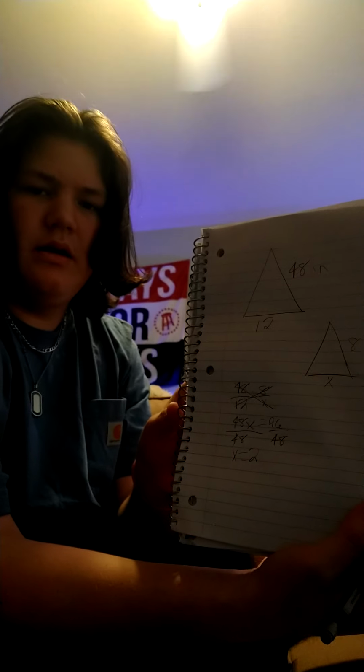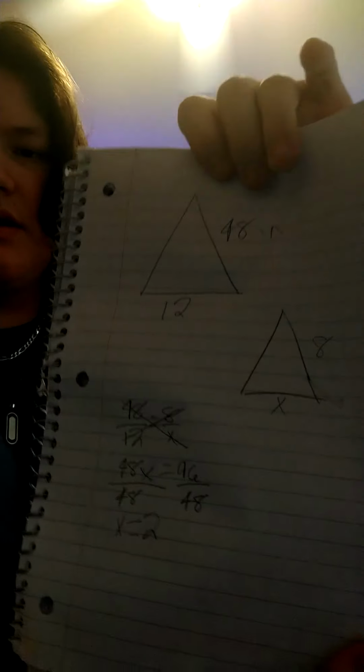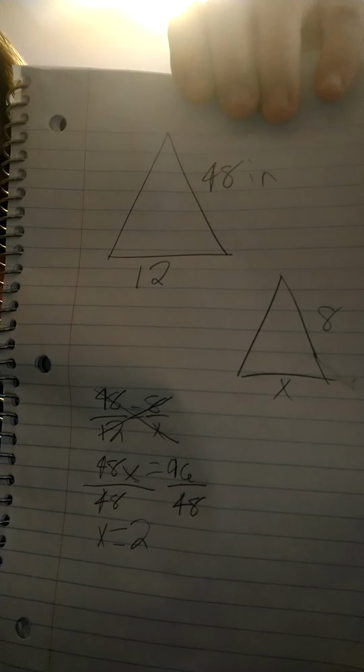And then from there, you're just going to do 48x divided by 48, and then 96 divided by 48, and you will get x is equal to 2. So 2 will equal x, and that's how you would solve that. Here, I'll get that so you can see better. There's the math, and there's the triangles.